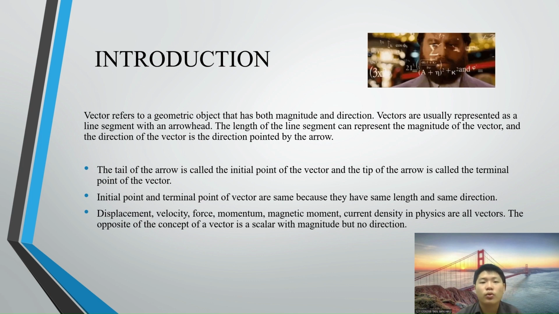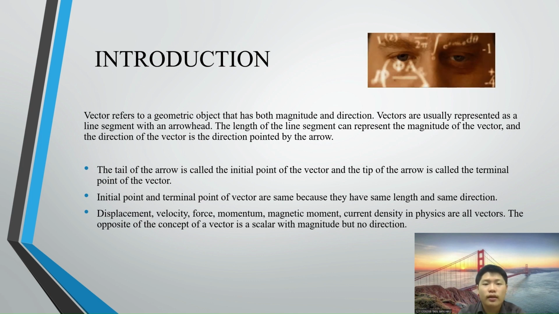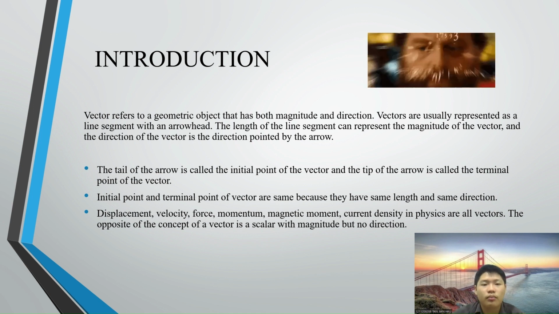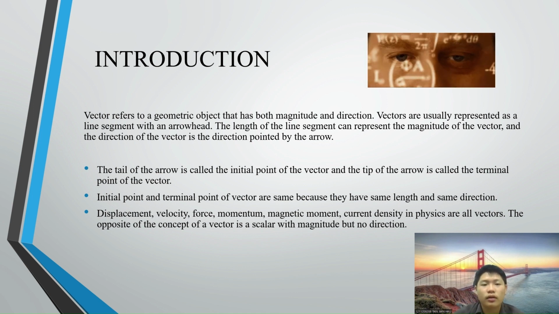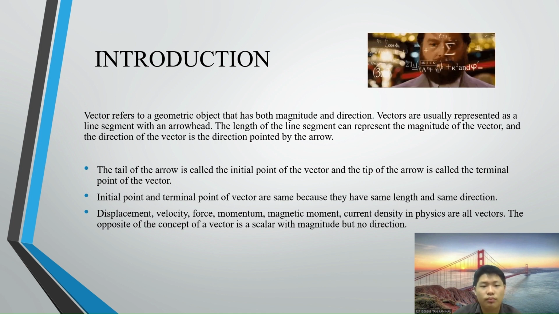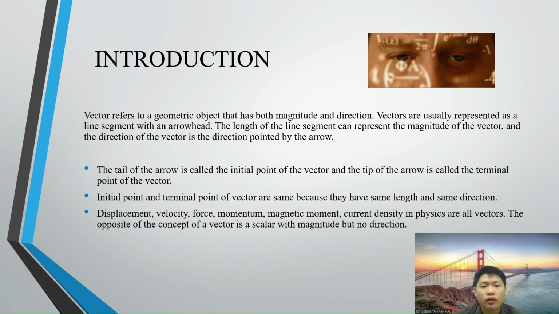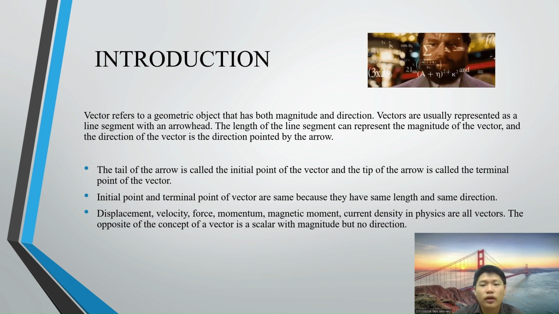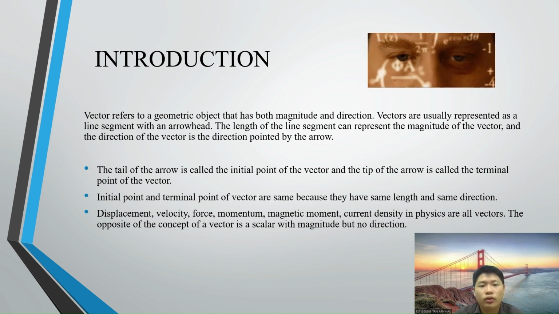A vector refers to a geometric object that has both magnitude and direction. Vectors are usually represented as a line segment with an arrowhead. The length of the line segment represents the magnitude of the vector, and the direction of the vector is the direction pointed by the arrow. The tail of the arrow is called the initial point of the vector, and the tip of the arrow is called the terminal point of the vector.